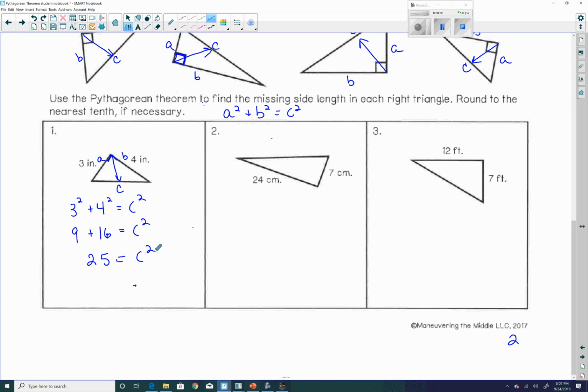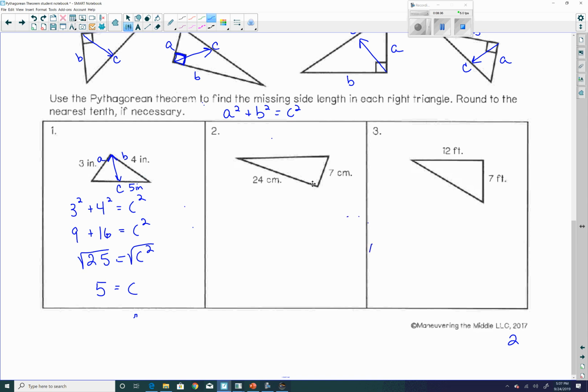Now, I don't really want C squared, I just want plain old C. I want to know how long C is. So I'm going to take the square root of C squared and the square root of 25. Square root of 25, if you don't know it, you can check your square root table, or you could do it on your calculator. Either way, the square root of 25 is 5. And the square root of C squared is just C. So C equals 5. So I could label this up here, 5 inches. Does that make sense how I did that?